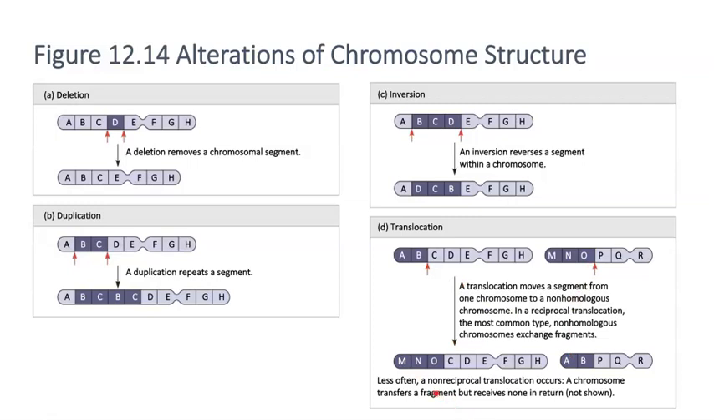You can have non-reciprocal translocations, which you see that word right here. In that case, one chromosome would transfer its information to another chromosome, but the other one wouldn't give it back. So it wouldn't be an even trade. It would be an uneven trade.